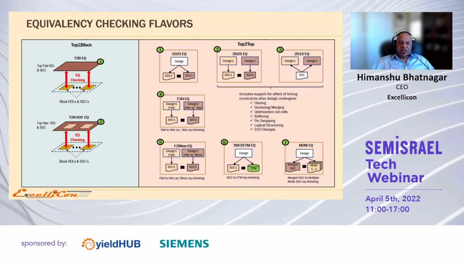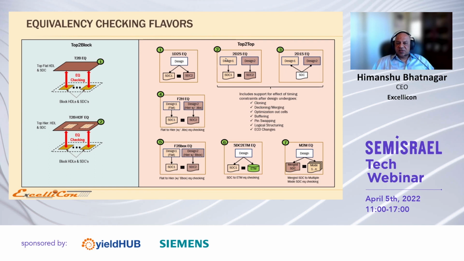So traditionally, the equivalency checking has been top to block, which is top level against the block level, for consistency checking. Then there are the top to top flavors here: 1D 2S, 2D 2S, 2D 1S, etc. For example, in 1D 2S the design remains the same, but your SDC changes as the design progresses. 2D 2S and 2D 1S are more interesting. Here, the designs are different and the SDCs are different too.